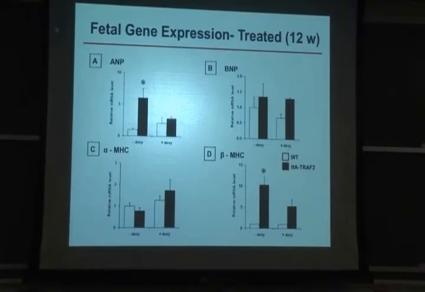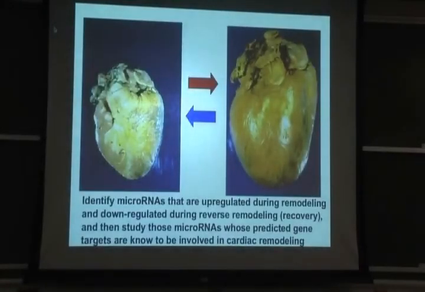So what I've done is really show you that we've got, I think, a reasonable heart failure model that undergoes recovery. And so the real question is, what's driving the whole recovery process? So the strategy we've taken, and we're in the middle of doing, is to identify microRNAs that are upregulated during cardiac remodeling and downregulated during reverse remodeling, and then study those microRNAs whose predicted gene targets are known to be involved in cardiac remodeling.